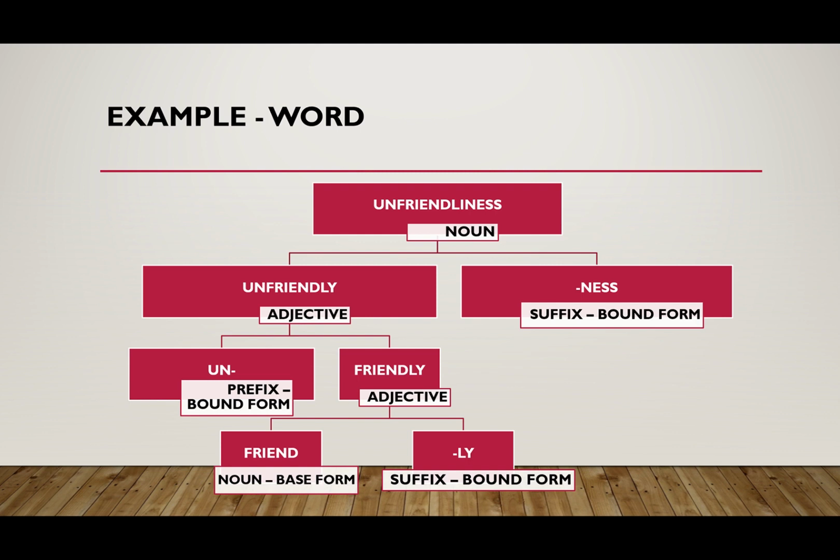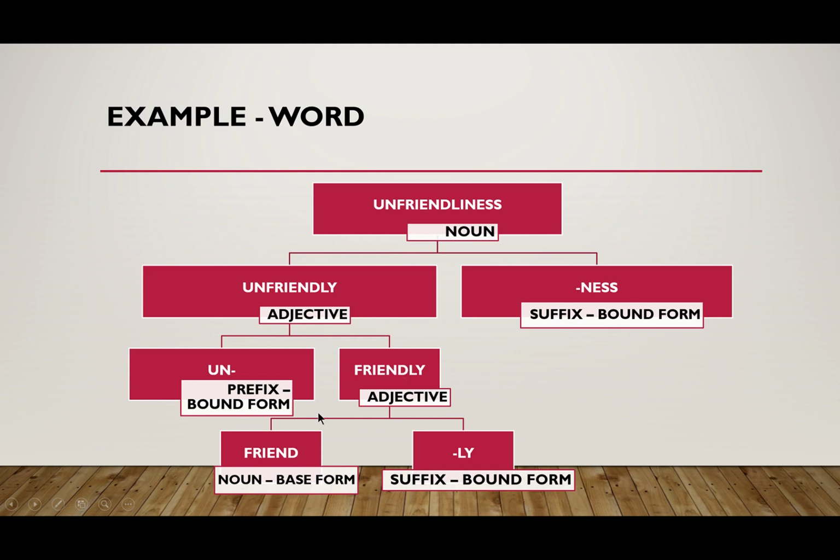Therefore, we are not splitting the word into un and friendliness. We are splitting it as unfriendly and ness. So, unfriendly is an adjective, we label it, and ness is a suffix. Here, for your reference, I have even marked it as a bound form. Then we move on to unfriendly, and we split unfriendly into un and friendly. Un is a prefix which is a bound form, and friendly is an adjective. Friendly is a free form. It's a word.